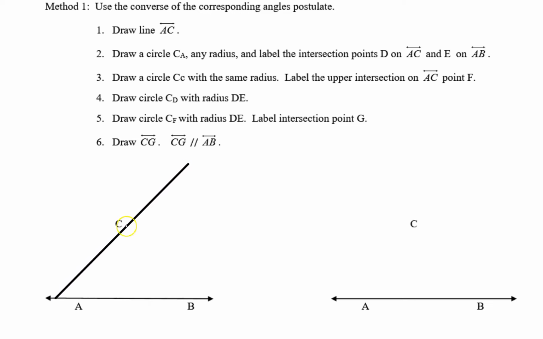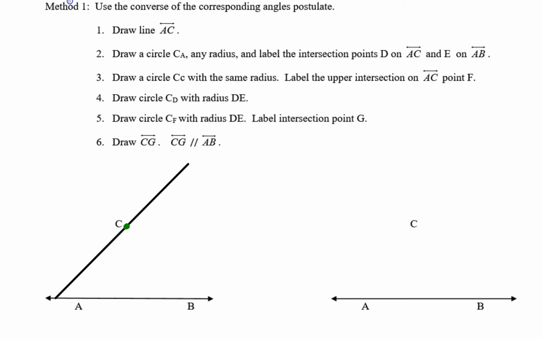Okay, we'll say there's really no point here for C. I'll say that's the point that I'm going through. There we go. Okay, so we'll say that that's C. This is my line then, AC. We're going to draw a circle, any radius, and label the intersection points D on AC and E on AB.